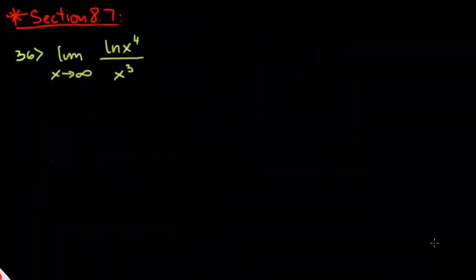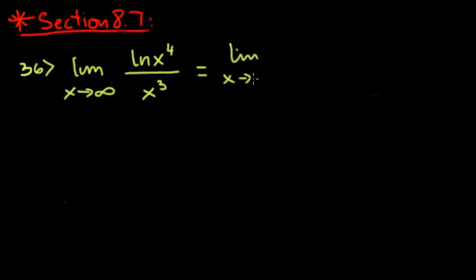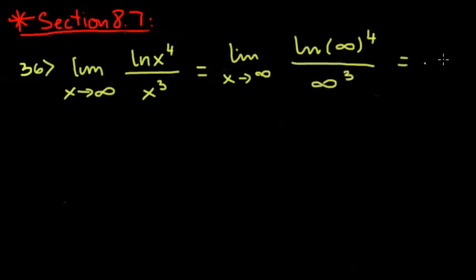In problem 36, we have the limit as x approaches infinity of ln x to the 4 divided by x to the third. By direct substitution, we have the limit as x approaches infinity of ln infinity raised to the 4 over infinity raised to the third, which equals infinity over infinity. Since it's of this form, we can apply L'Hopital's rule. So I'm going to go ahead and apply L'Hopital's rule.